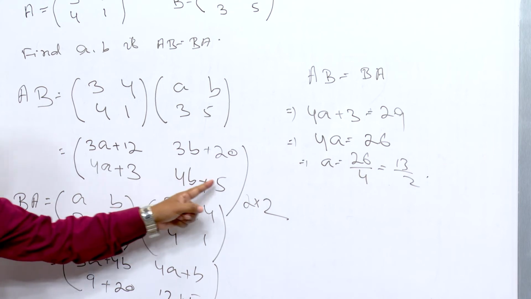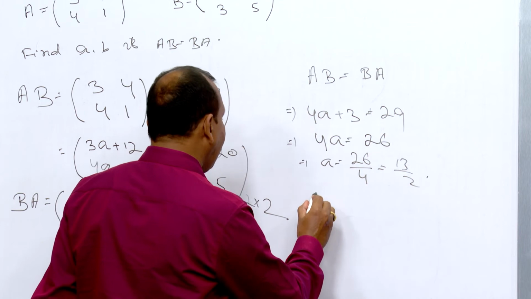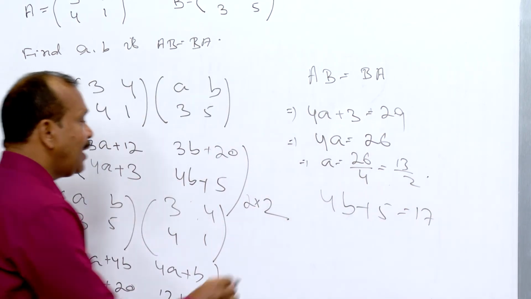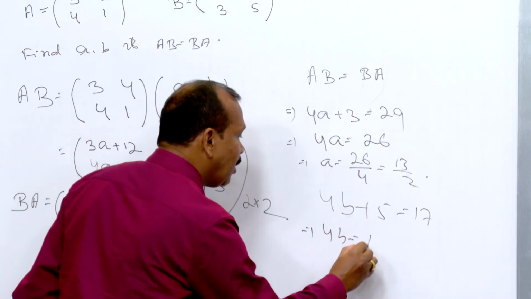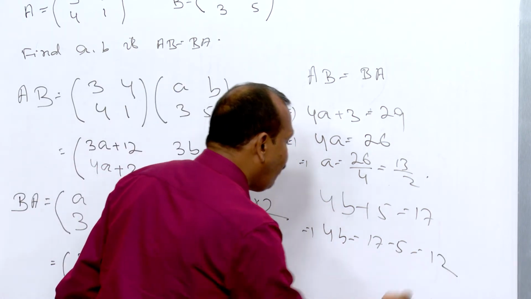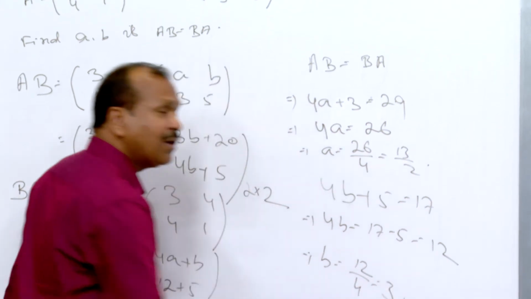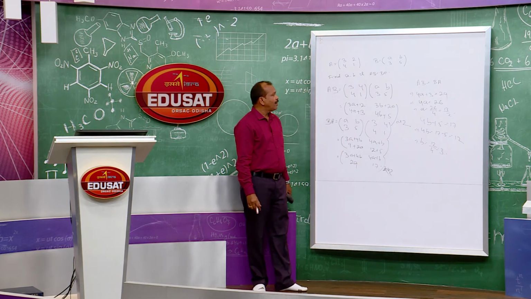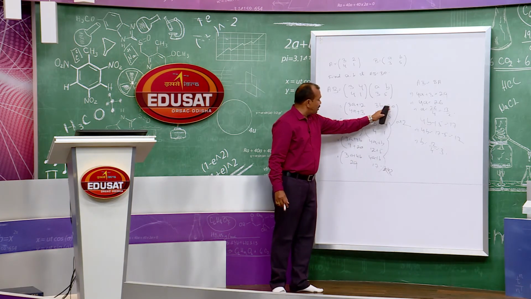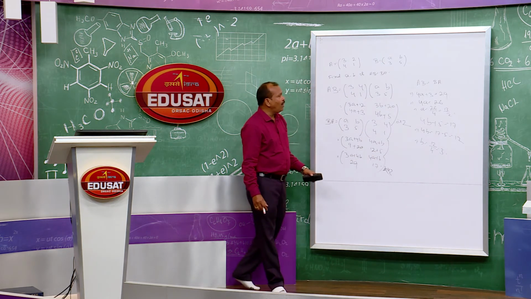Similarly, 4b plus 5 is equal to 17. So this implies that 4b is equal to 17 minus 5, that is equal to 12. So b is equal to 12 by 4, that becomes 3. Similarly, we can take 3b plus 20 is equal to 4a plus 4b. Now we can solve and find the value of a and b.